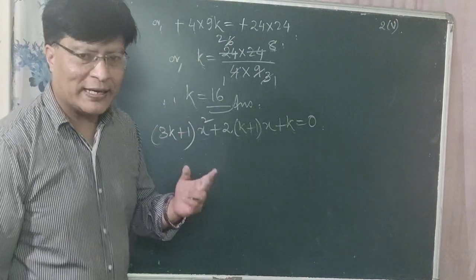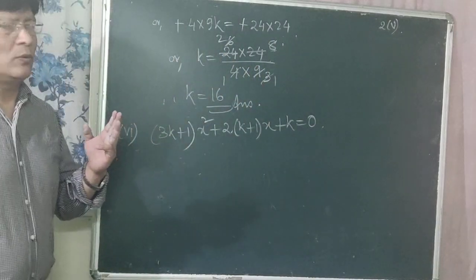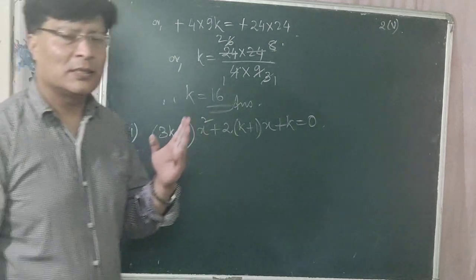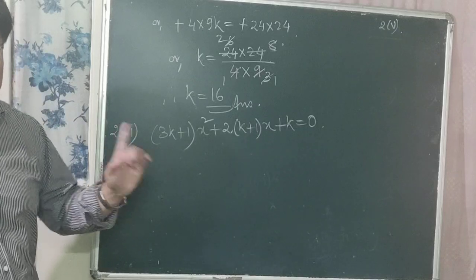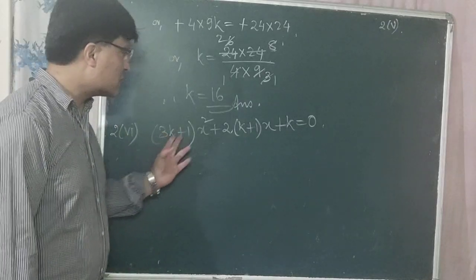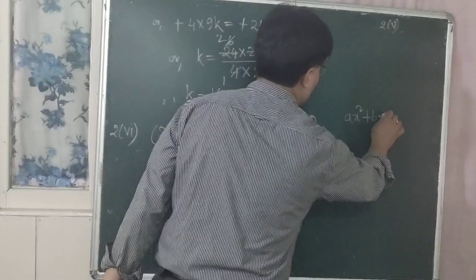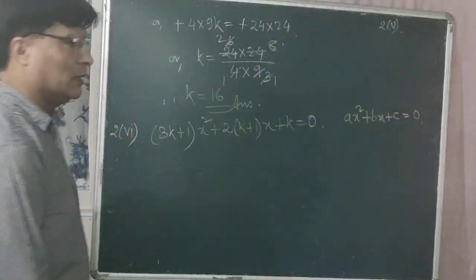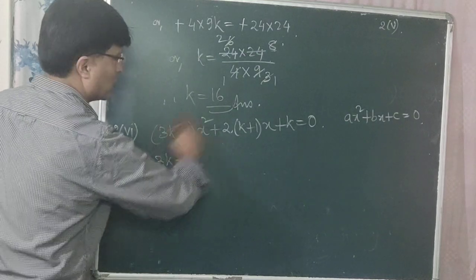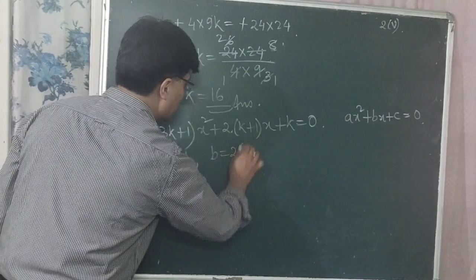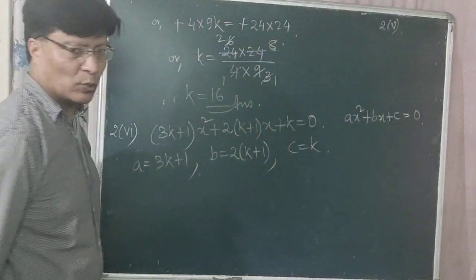So when does the given quadratic equation have real and equal roots? Discriminant is equal to 0. Now let us compare it with the general quadratic equation ax square plus bx plus c is equal to 0. What is a here? 3k plus 1. What is b equal to? 2 into (k plus 1). And what is c equal to? k. Let us check it once again.